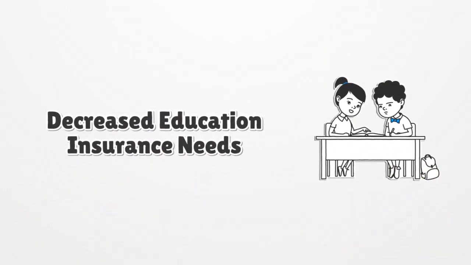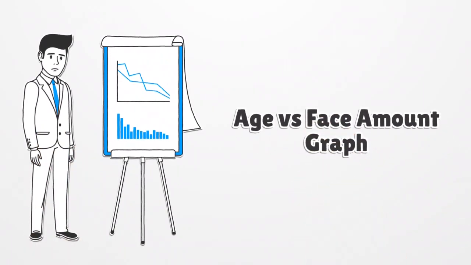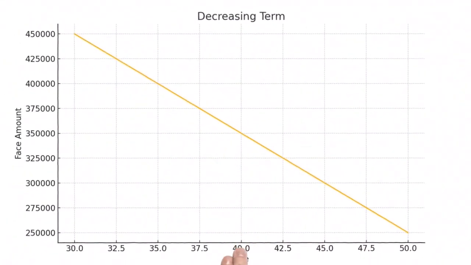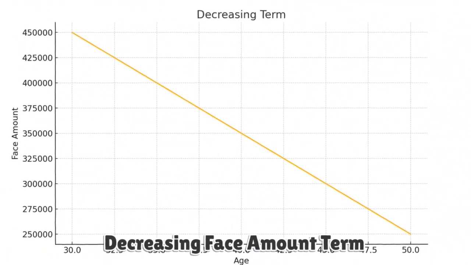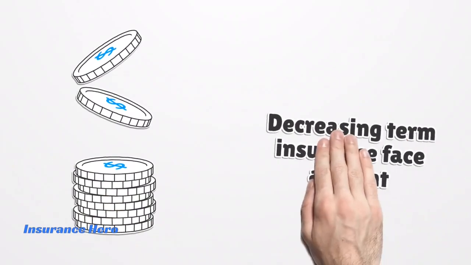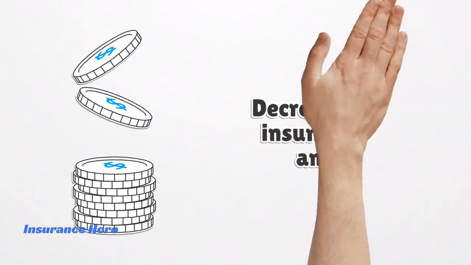Another reason could be that as children grow up and become self-sufficient, the need for insurance to cover their education expenses decreases. With decreasing term, the face amount starts high and gradually decreases over the term of the policy.